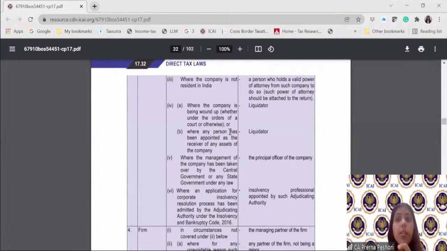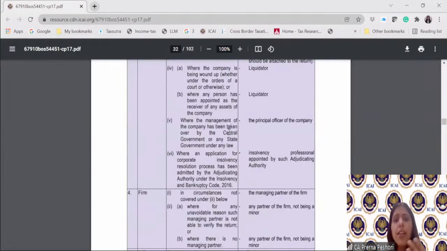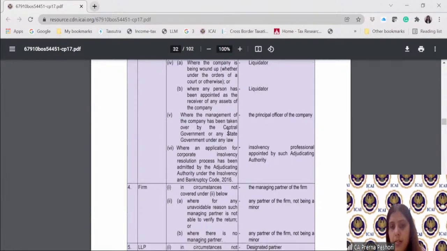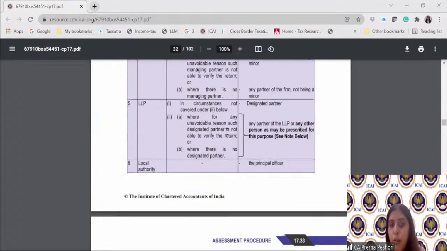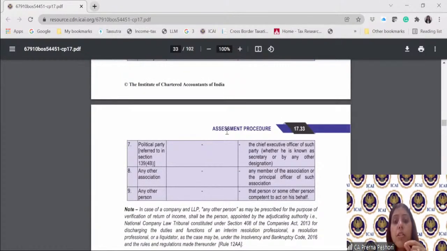In the case of a firm, it is the managing partner. Where the managing partner is not there, then any other partner of the firm other than a minor partner. Clear? In the case of an LLP, it is going to be the designated partner. And if the designated partner is not there, then any other partner of the LLP. In case of a local authority, it is the principal officer. In case of a political party, it is the chief executive officer. In case of an association of persons, then the member or the principal officer of such AOP. Is that clear? Any doubts till now?